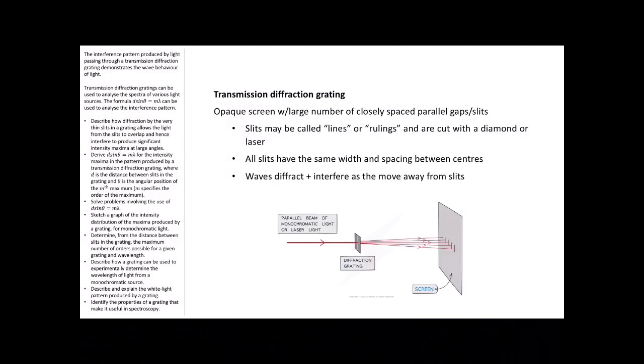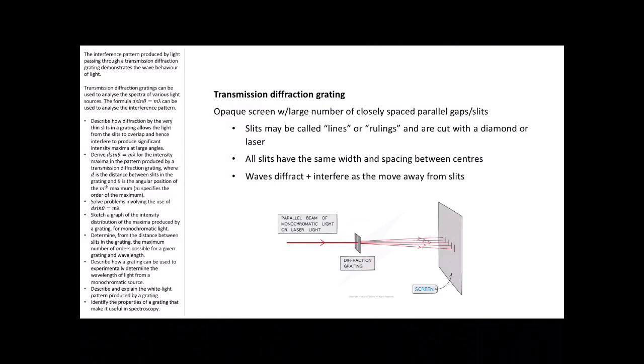You also need to be able to solve problems using this formula, and you need to be able to sketch a graph of the intensity distribution of the maxima produced by a grating for monochromatic light. So monochromatic light is light of the same wavelength. You need to determine from the distance between the slits in the grating the maximum number of orders possible for a given grating and wavelength.